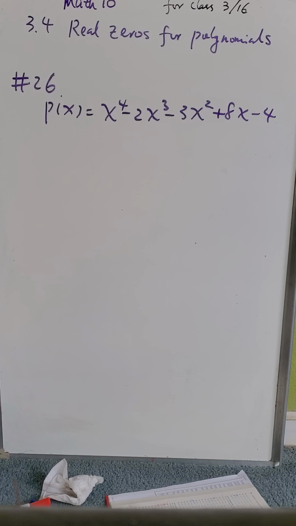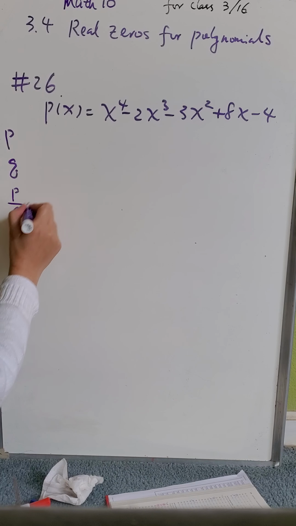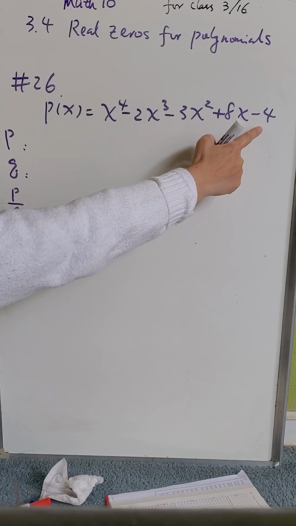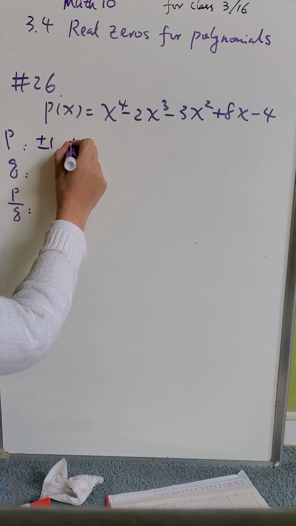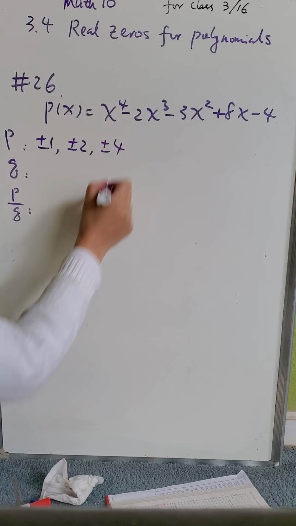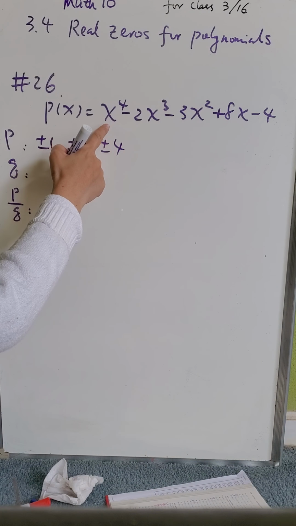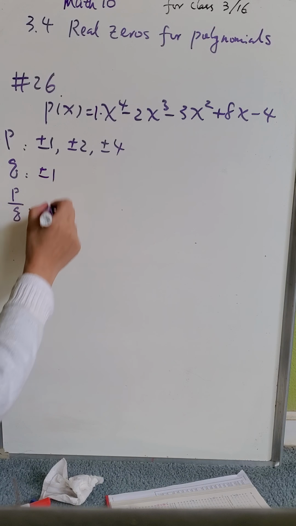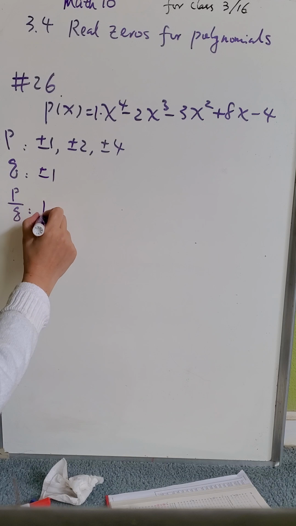When we have power 4, we need to perform synthetic division twice. First we're going to find our P and Q, and then P divided by Q. P are all the numbers that can divide 4, which is plus minus 1, plus minus 2, plus minus 4. Q are all the numbers that can divide 1, so this is plus minus 1. And then P divided by Q is your final quotient.